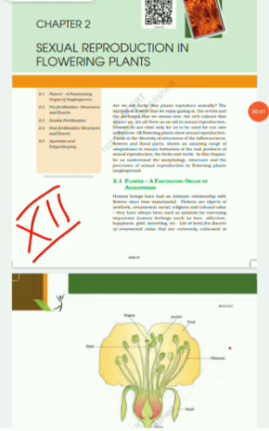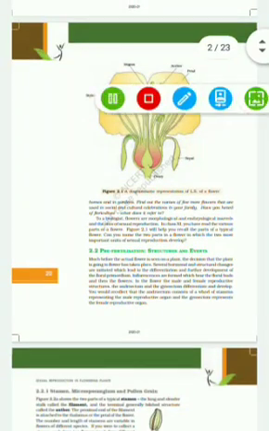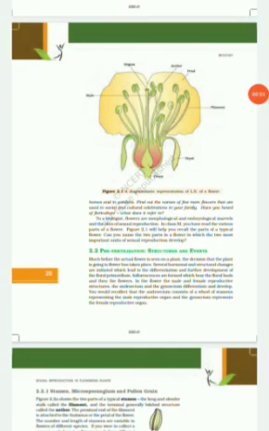So whenever we talk about reproduction in flowering plants, we are specifically trying to emphasize sexual reproduction. Herein, if you see, this is the flower, the lateral section of the flower. A flower has got four whorls. Okay, a flower has got four whorls. So what are the whorls?